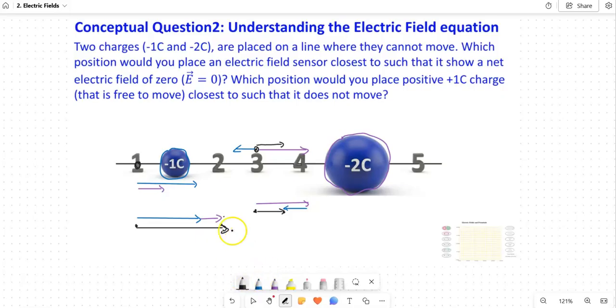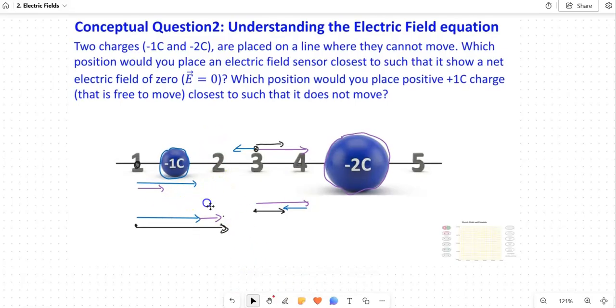Now, if you remember, if you put a positive 1 Coulomb charge right here at 2, it wouldn't move. And that is because at 2, I'm going to move those vectors up.